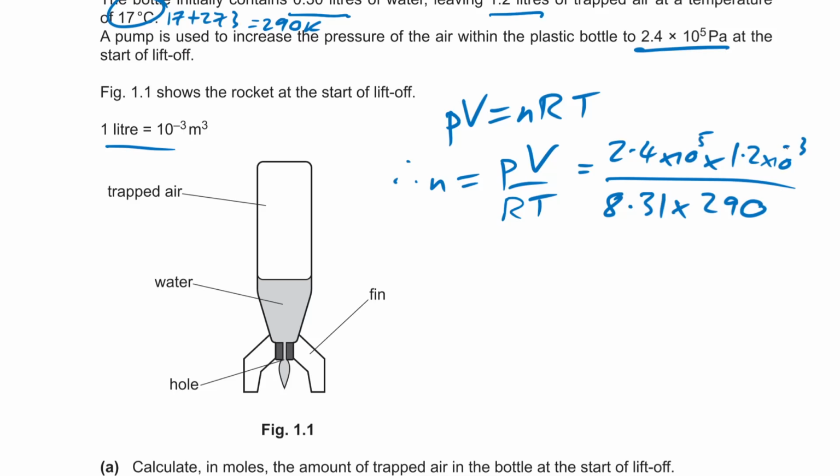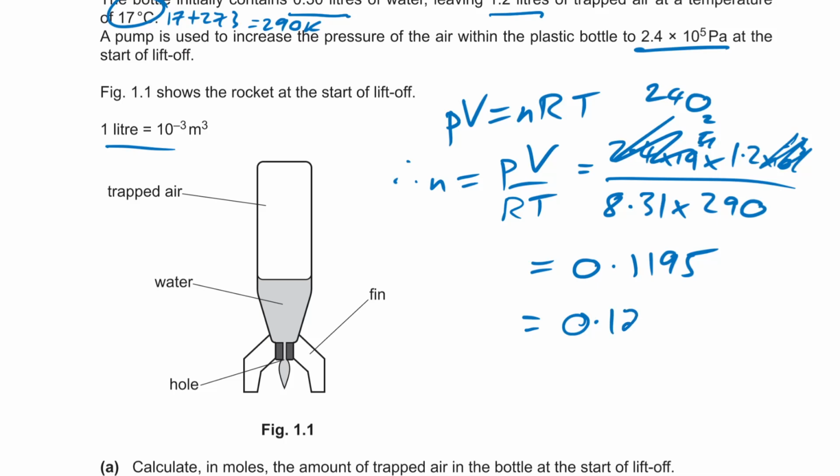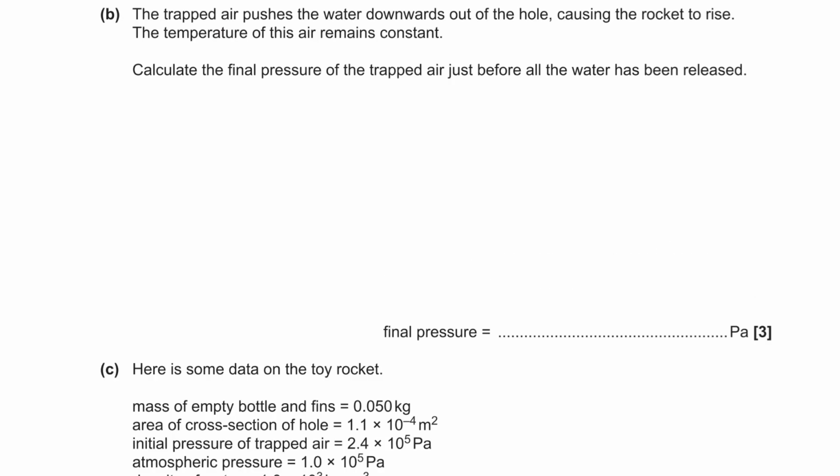Powers of 10: take away 3 from the 5, so we end up with times 10 to the 2, so basically 240 times 1.2 on top. 240 times 1.2 divided by 8.31 times 290 gives me 0.1195 moles, or to 2 sig figs, because our data is given to 2 sig figs, 0.12 moles. Fairly easy start. Trapped air pushes the water downwards.